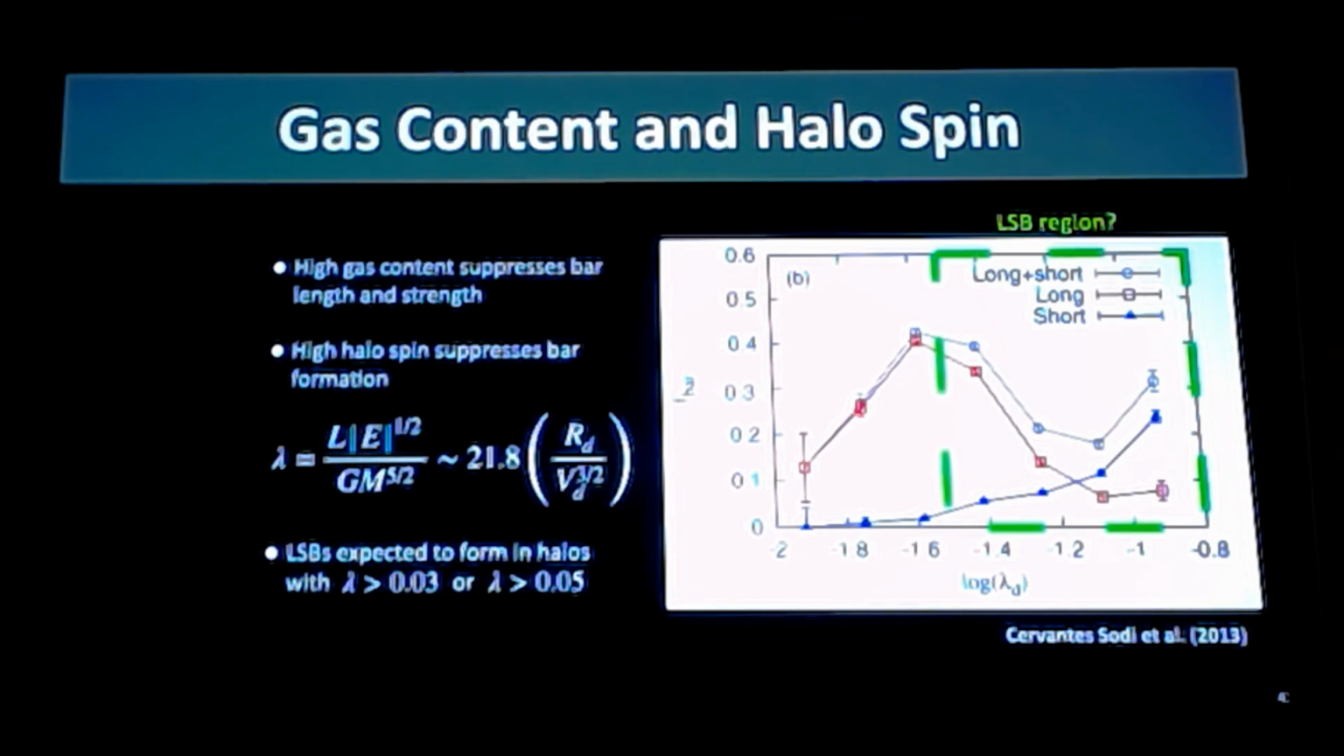Otherwise we'd find all bars fast once they formed, right? Which isn't likely. One more little thing. If there is dark matter, what is it? We don't know.